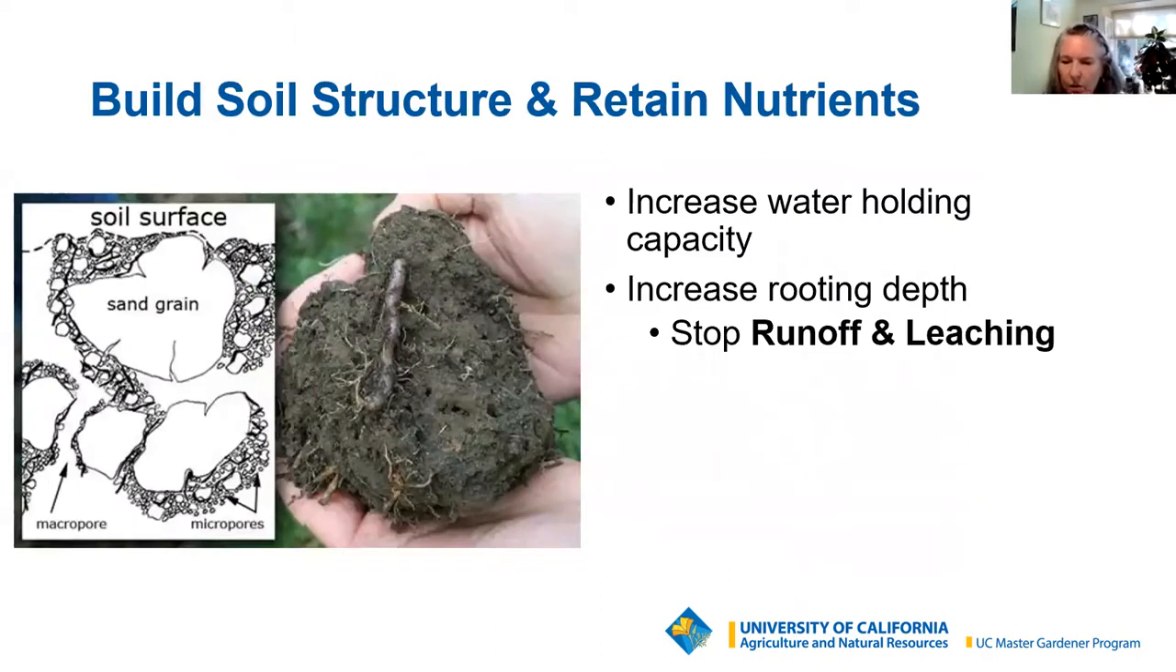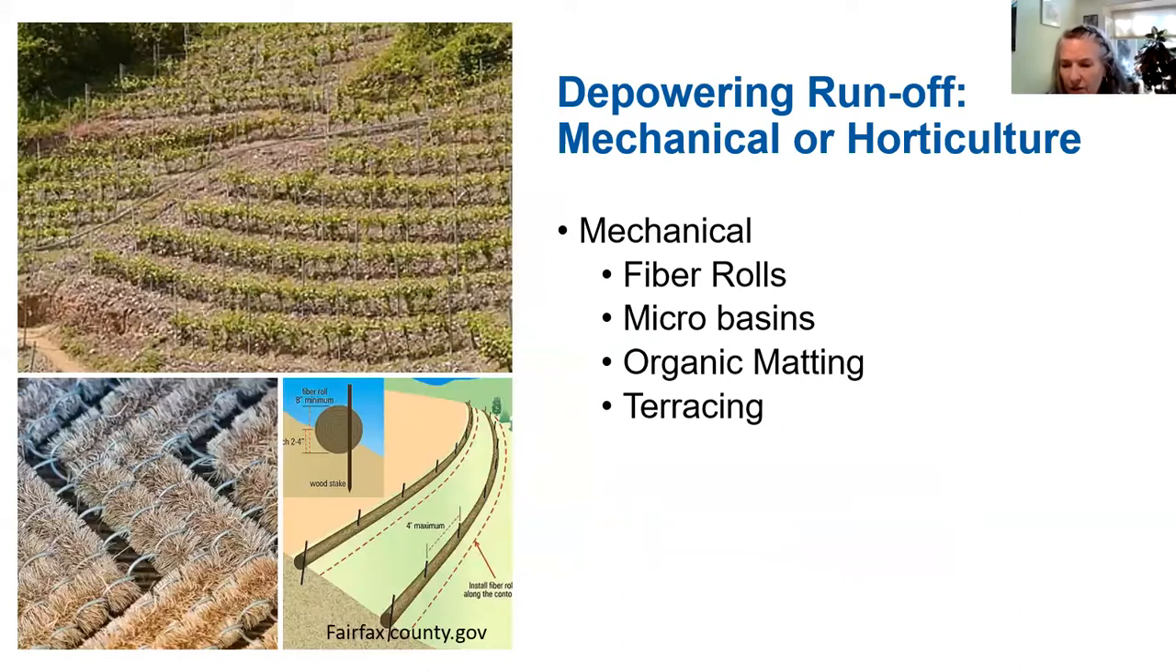Moving on, the goal for building the soil structure and retaining the nutrients is looking at those pockets of air that are in the soil. Maybe those are from worms, maybe they're from bugs that have been eating and producing poo, compost, for feeding those roots. Some interventions on the slopes are depowering the runoff, both mechanically and horticulturally. So I'm going to go into details on these.